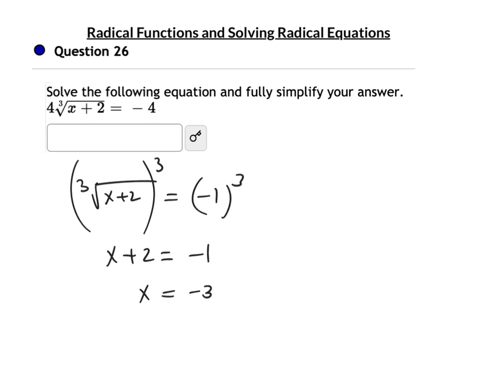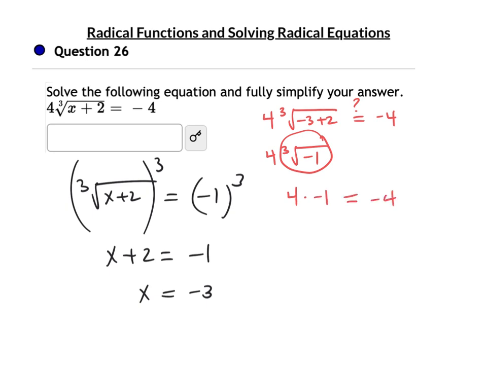Notice that when I plug in -3, 4 times the cube root of -3 plus 2, does that equal -4? Well, this is 4 times the cube root of -1. I can take the cube root of -1. What number times itself 3 times makes -1? That's -1. 4 times -1 does then equal -4. We can see it works.